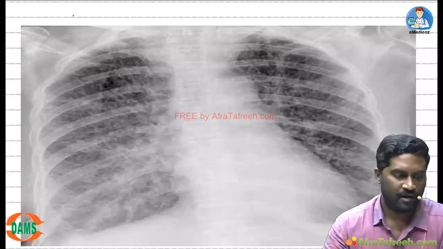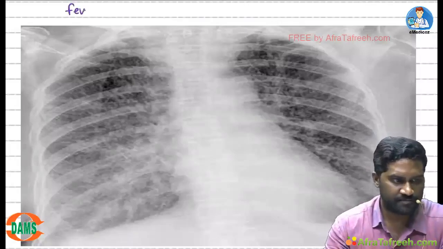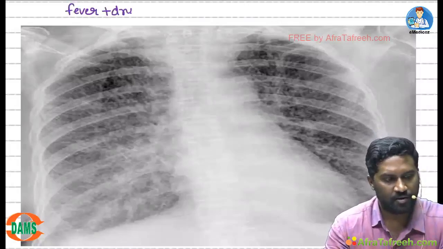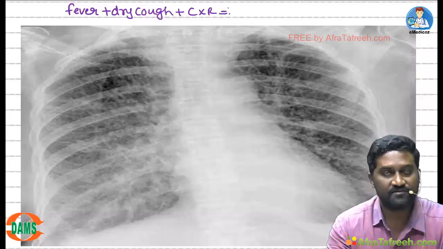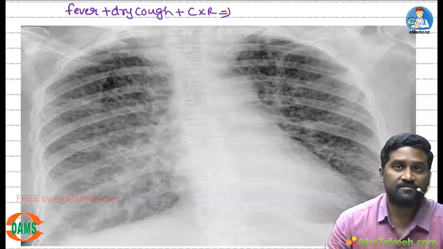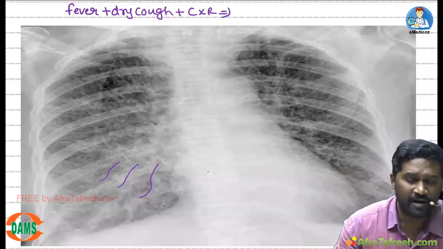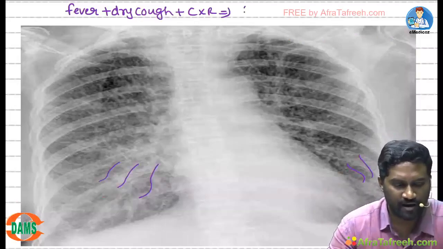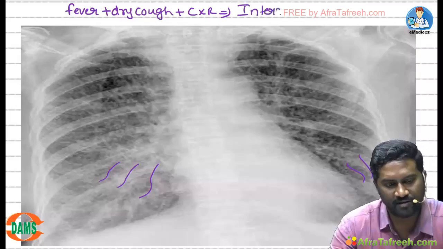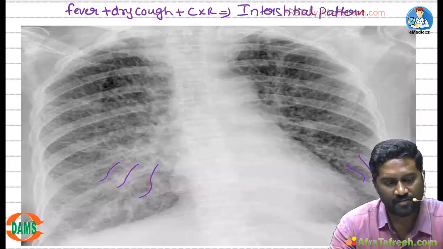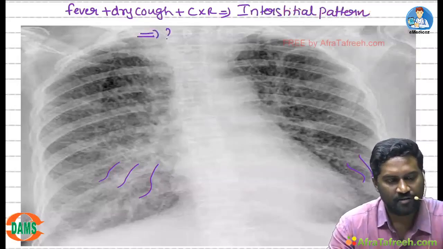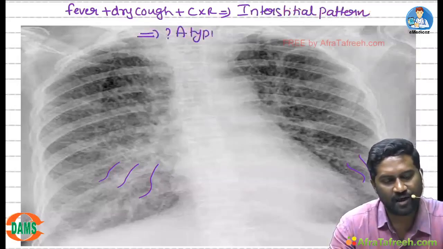Brief revision. Another patient, fever, dry cough, and this is the chest X-ray. Now what do you see in the chest X-ray? You are not seeing any consolidation. You are only seeing some mild haziness. This mild haziness is interstitial pattern. When you see this in combination, your suspicion should be atypical pneumonia.